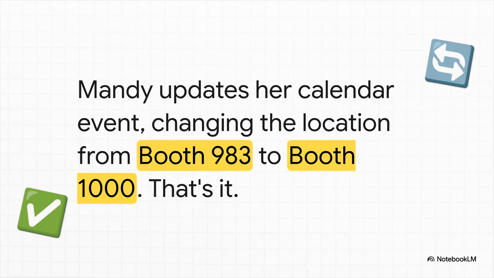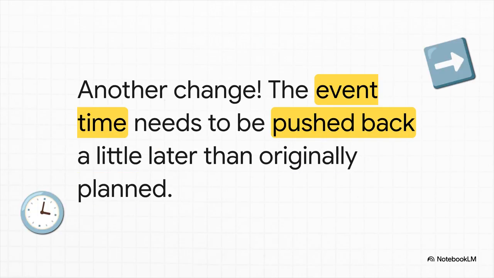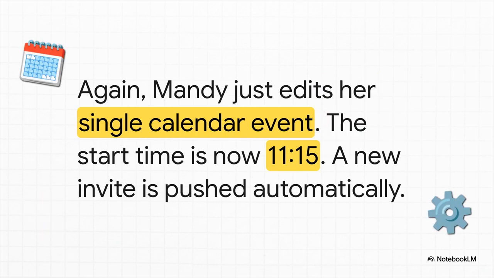Problem solved. Oh, but of course it's not over. Just to show you this isn't a one-trick pony, another change comes in. Now the event needs to start just a little bit later than planned. And again, what does she do? You guessed it, back to that same single Google Calendar event. She just changes the start time to 11:15, hits save, and just like before, a fresh, updated invitation automatically goes out to every single attendee. Zach's calendar is updated again, and he didn't have to lift a finger.